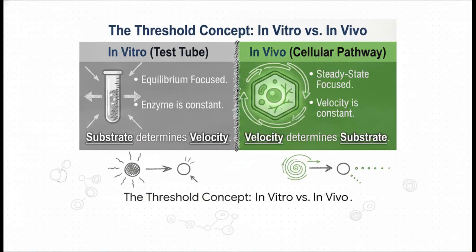All right, brace yourselves for a massive paradigm shift. This is an exam focus that trips almost everyone up. In a test tube, in vitro, we usually look at equilibrium, right? You add substrate and that amount determines how fast the reaction goes. But inside a living cell, in vivo, it is completely backwards. Pathways operate at a steady state where a constant velocity is maintained, and it's that constant velocity that actually dictates the substrate levels. If it didn't work this way, you'd get massive, lethal metabolic traffic jams.